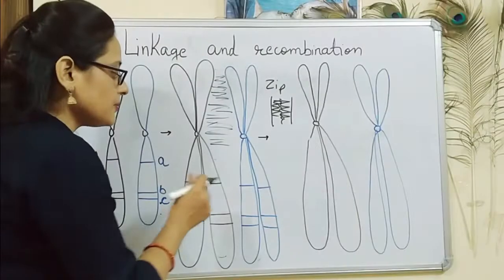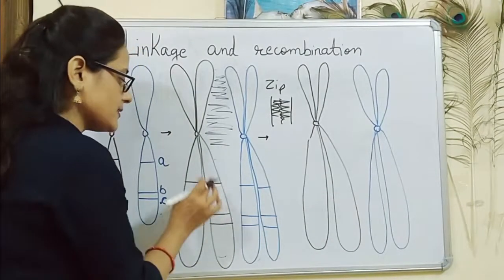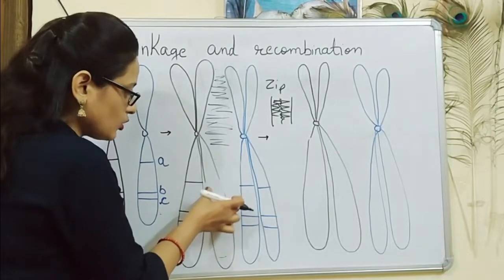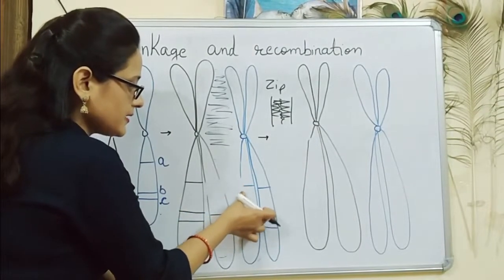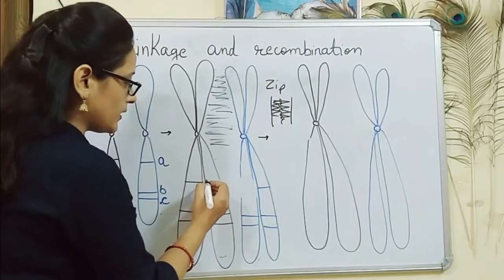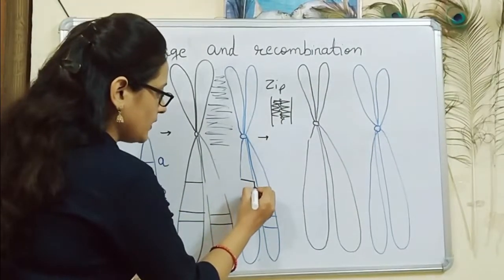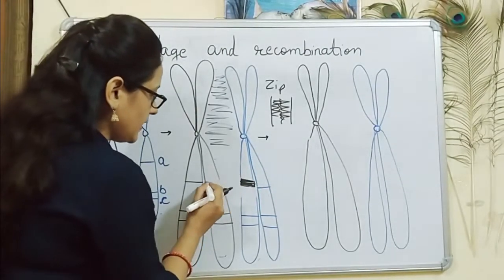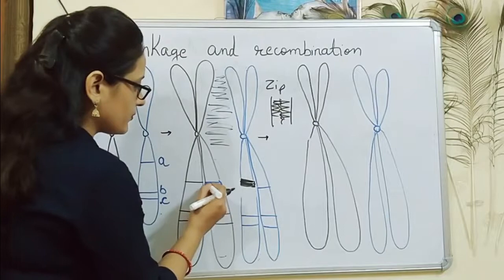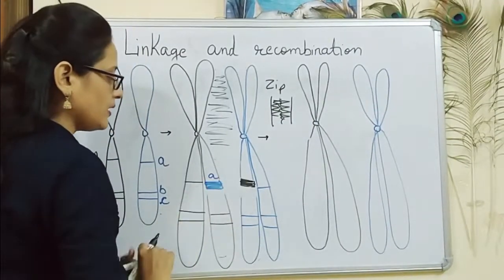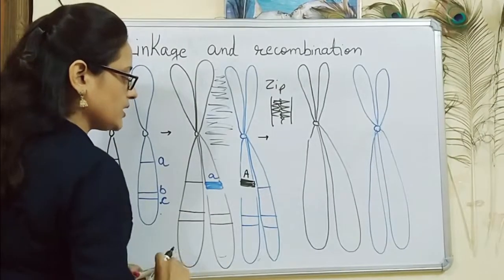So let's suppose crossing over is taking place over here, as a result of which the section of this black chromatid will cut itself and will move and join itself with this blue one, as a result of which this blue will have a small segment from black, and this black will have a small segment from blue. So small a will move to this one and capital A will move to this one.